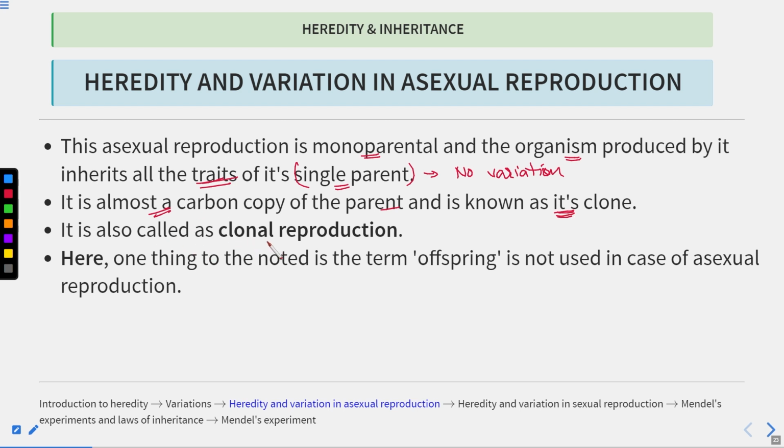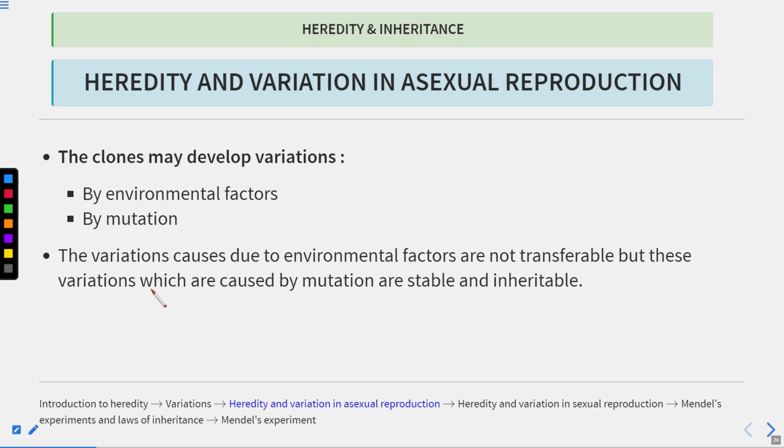Now it is also known as clonal reproduction because here clones are being produced. One thing to be noted is that the term offspring is not used in the case of asexual reproduction. You have to use progeny. Now the clones may develop variations also. How can they develop variations? By environmental factors or by mutations.